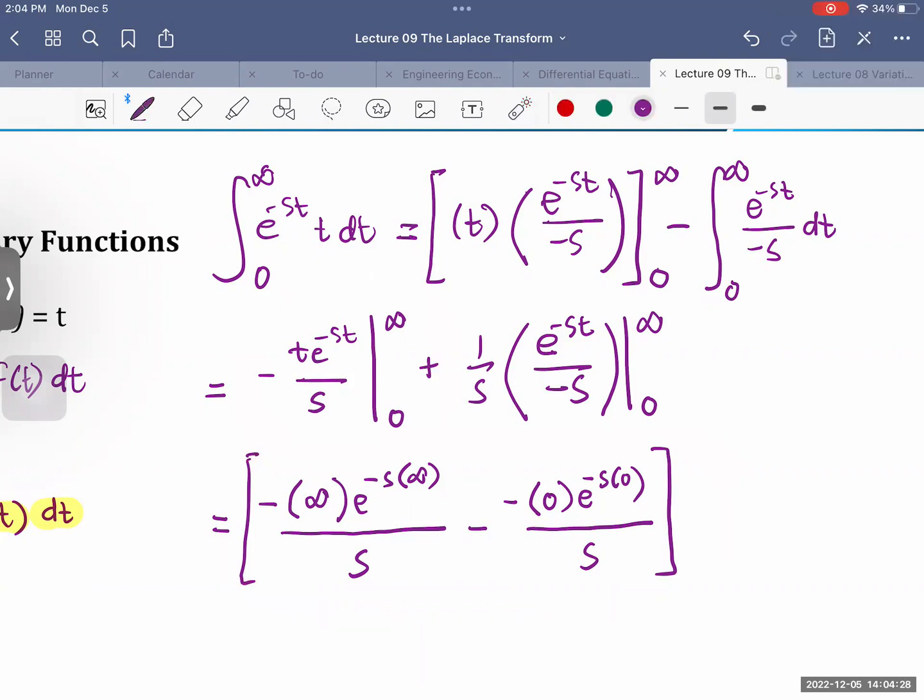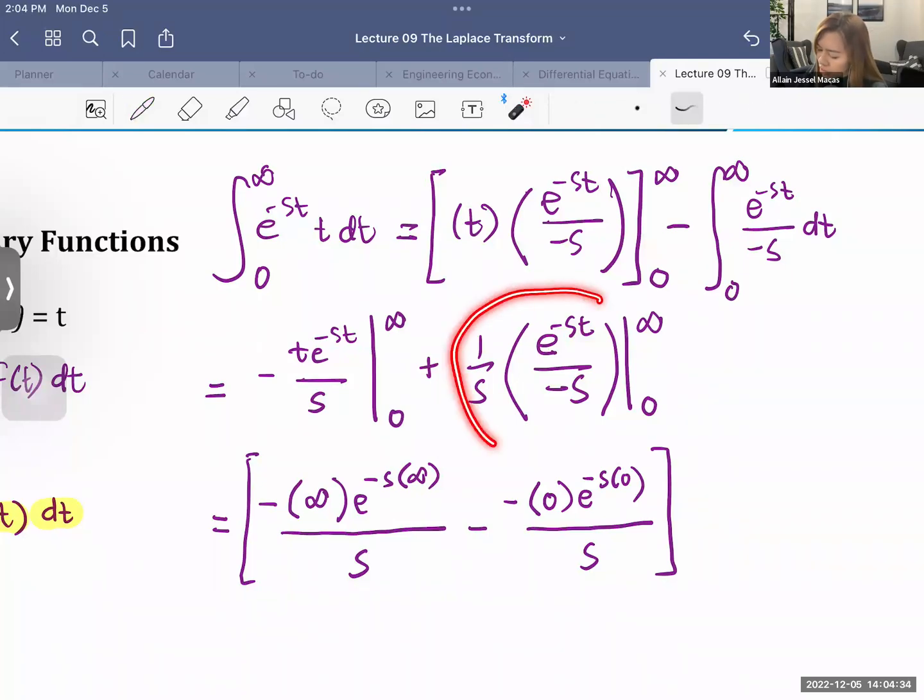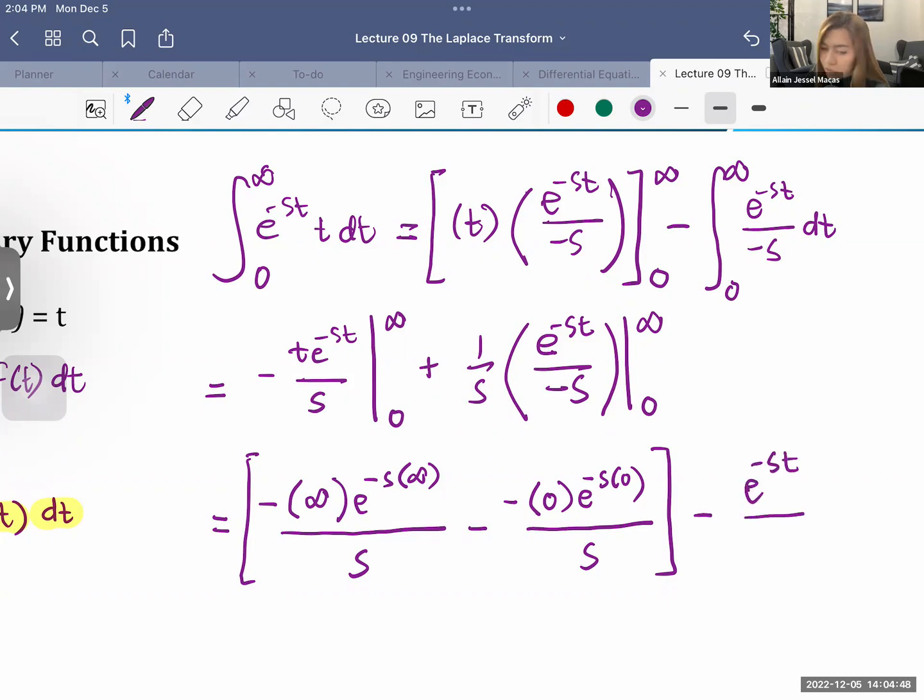Okay, and then class, before we simplify the two terms there, we will simplify this first. Since the negative is in the denominator, that means it becomes positive: 1 over s, negative s in the denominator, so that is minus e to the negative s t all over s squared, from 0 to infinity.